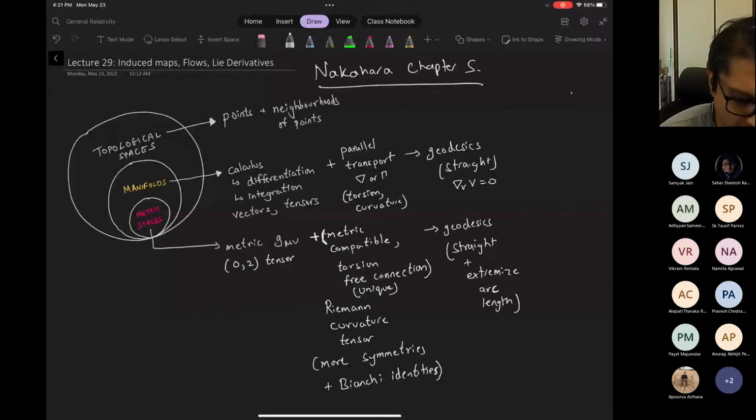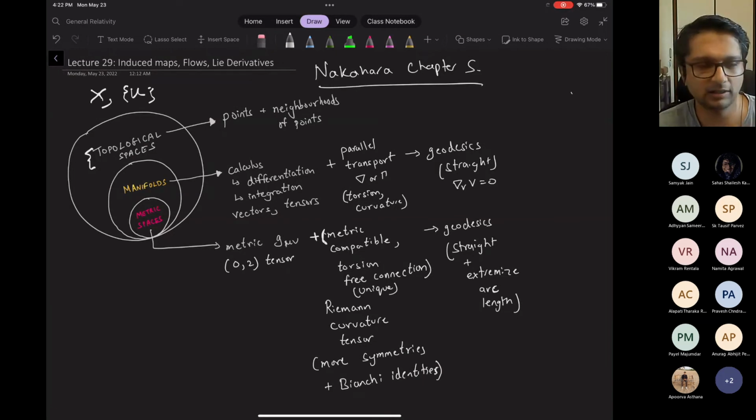Okay, so we learned this broad idea of topological spaces. If you remember what a topological space is, it's a set X along with a collection of sets U which satisfy certain properties, and these sets U are called open subsets of X. These are subsets of X, and they satisfy certain properties about their union and their intersection. That allows you to define a topological space. Essentially the idea of topology was about points and the neighborhoods of points.